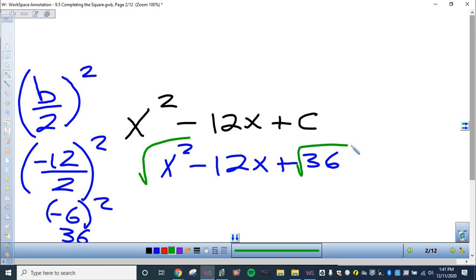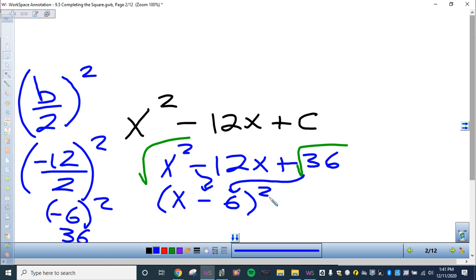Then we're going to square root the a and the c term. Square root of x squared is x. Bring your sign down from the b. Square root of 36 is 6. So you get x minus 6 squared. Okay, so this is the beginning of completing the square. We got about halfway through, and then I'll show you how we solve it on the next couple of examples.